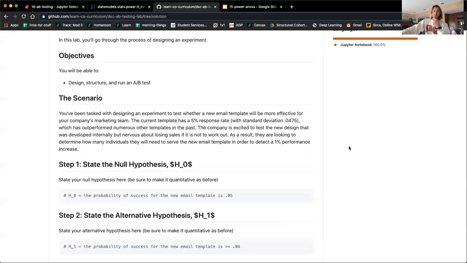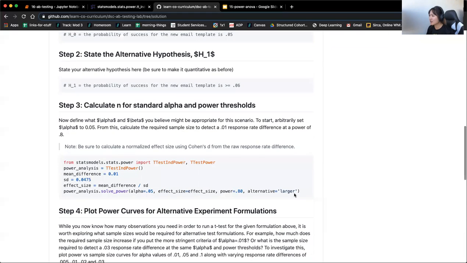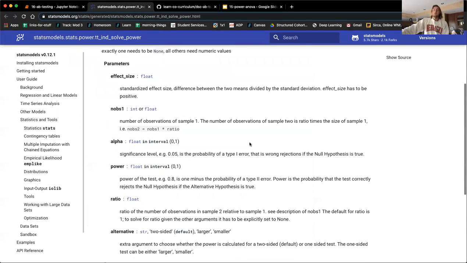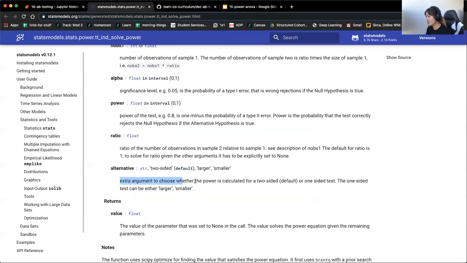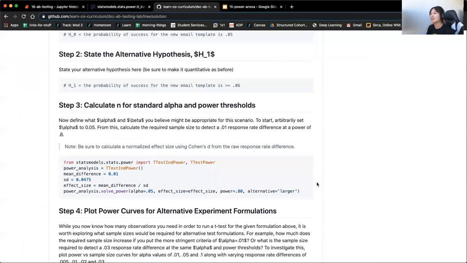And is it larger just because you're looking at the right tail? Because I know you can set it to smaller. That's right. Larger, I think so. Let me actually take a look at this here. There's an extra argument to choose whether it is one-sided or two-sided. So a one-sided test can be either larger or smaller. Because we're looking for an increase, you're right, it is a one-sided test. We're looking for an increase in the response rate.